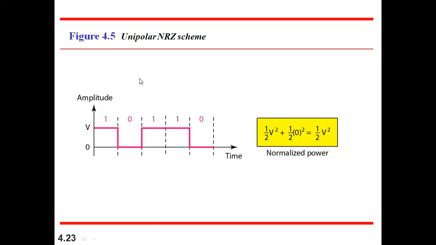We will see the unipolar scheme in an example. The input symbols are 10110. Once I convert these data symbols into data signals, it becomes, as we discussed, unipolar NRZ. Only the bit 1 is represented as positive voltage, whereas 0 is represented as 0 voltage. The next 1 is also represented as positive voltage, and 0 is represented as 0 voltage. Here, the power is calculated as half into V square plus, for the next bit 0, half into 0 square, so half into V square. In this way, the unipolar NRZ scheme will work. After this section, I am going to give some assignments to solve problems on these line coding schemes.